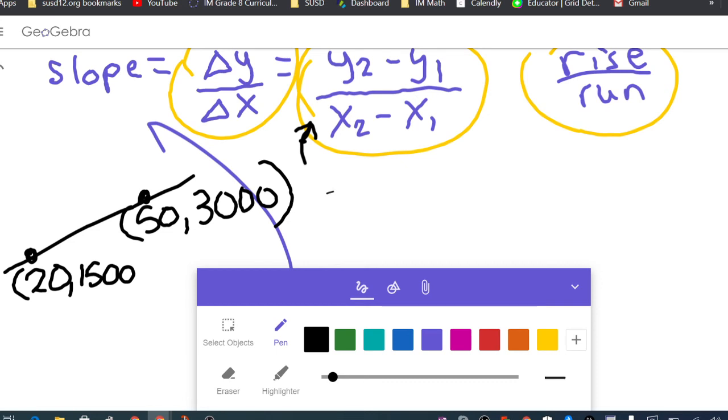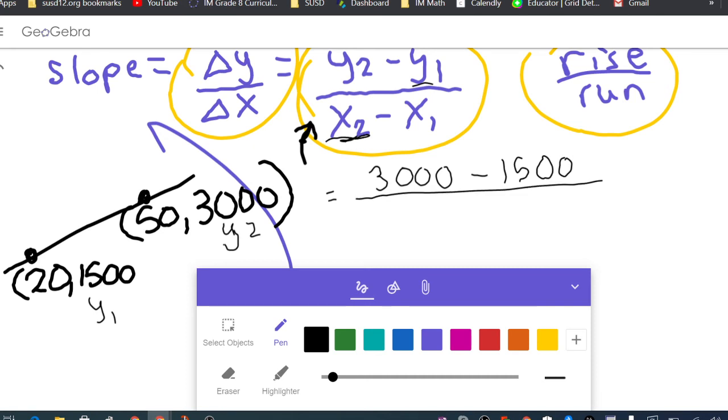So slope equals y2 is this 3,000 right here. There's y2. So $3,000 minus y1 is here. y1, $1,500 divided by x2. x2 is here. 50 hours of work minus x1 is over here. My pen just stopped again. Sometimes my computer doesn't keep up because I'm so good at math. That's a joke.